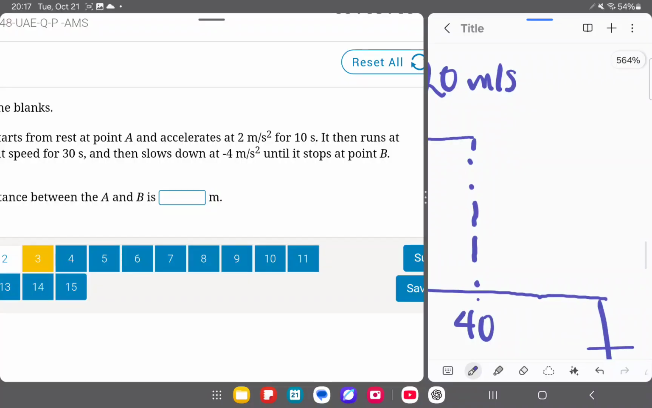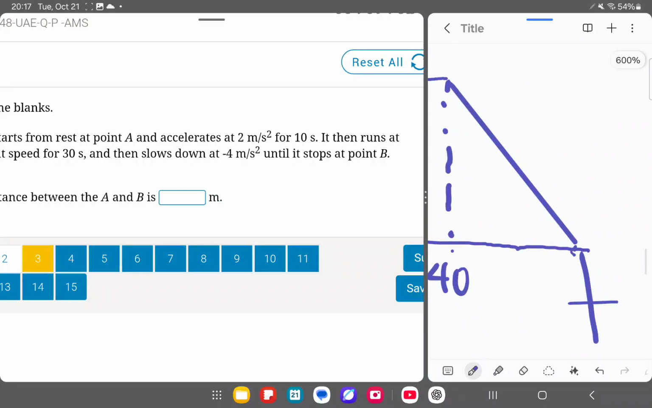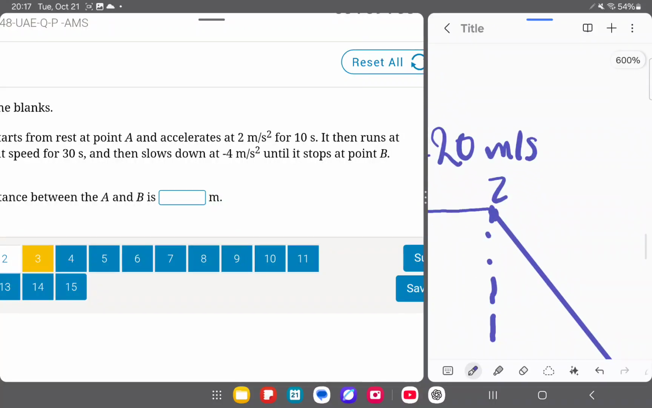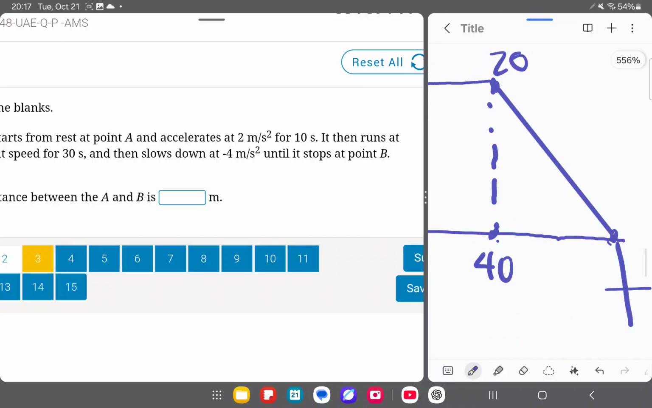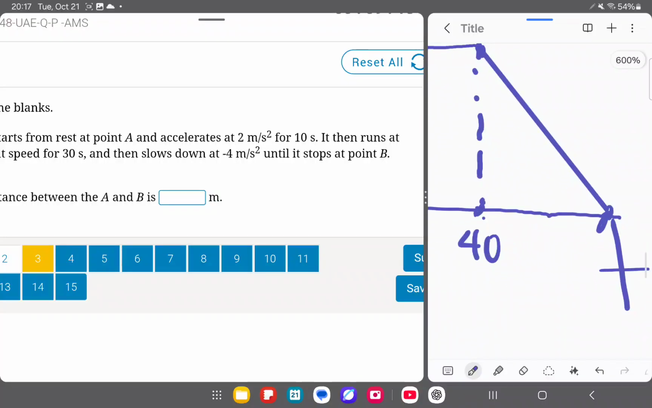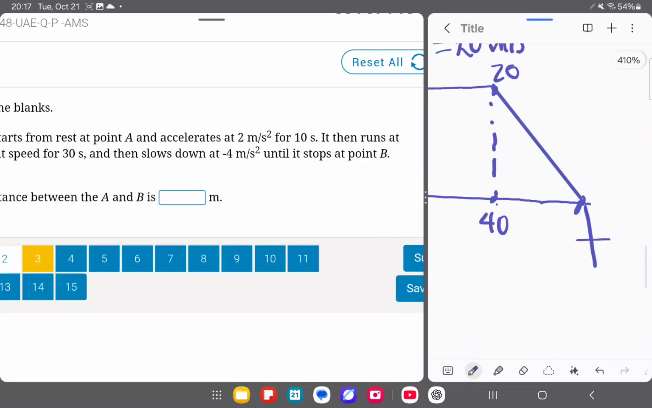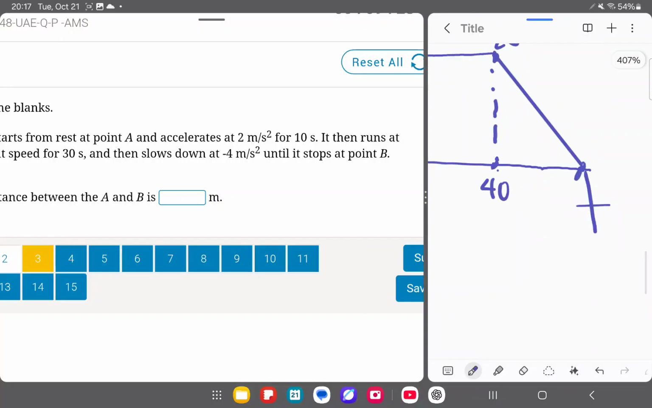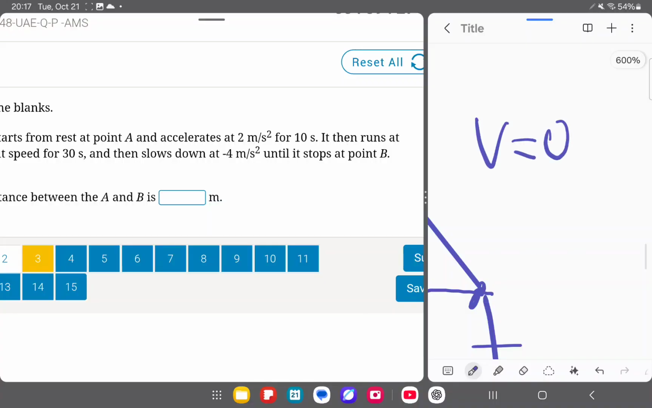Now we have our final phase where it slows down, or decelerates. When it decelerates, it slopes down, and the slope is negative, so it goes downwards. When it slopes downwards and stops at B, this point over here is still 20, and the x coordinate here is 40. They didn't specify what time it fully stops. To find the time it fully stops, we again use y2 minus y1 over x2 minus x1. We know when it stops, v is equal to 0.